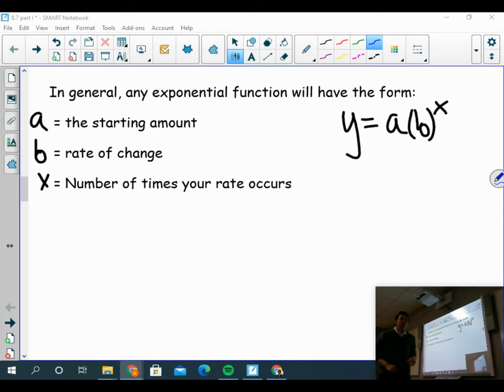Welcome back, guys. This is going to be the second part to the 8.7 instructional videos. And in this video, we're going to kick things off by actually going back to our definition of exponential functions. Here you can see on the screen the general form for an exponential function, y equals a times b to the x, where a is your starting amount or your initial value, b is your rate of change, and x is the number of times your rate of change occurs.